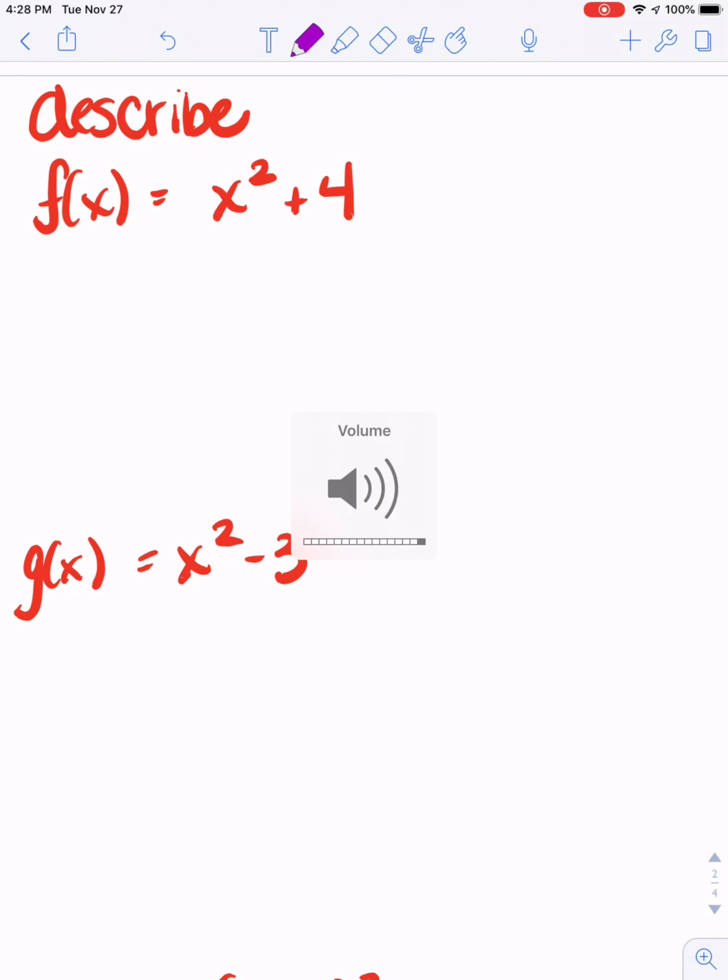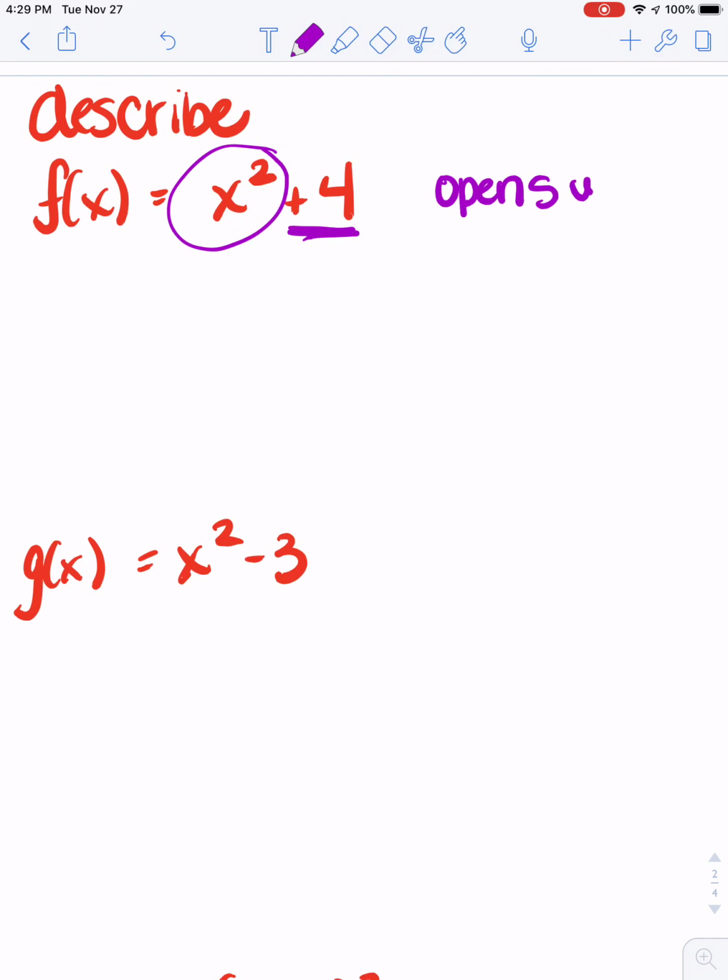Okay guys, let's go through at least describing some of the stuff with the equation. So first of all, if you're describing, the big thing that we're looking for is where the number is located. So the parent function is that x squared, so that means on this one I know that it opens up, and I know it opens up because in front of there I would assume there's a 1. So remember, if it's positive, that means that it opens up.